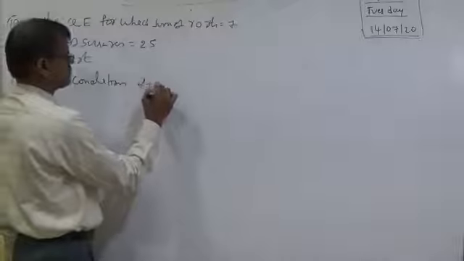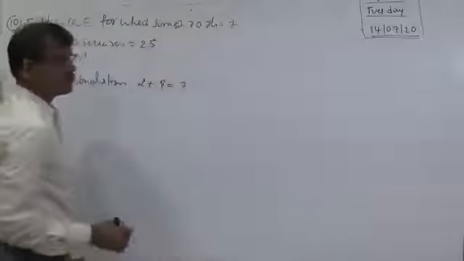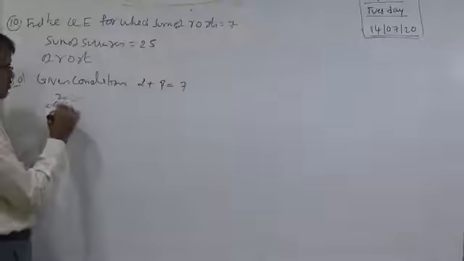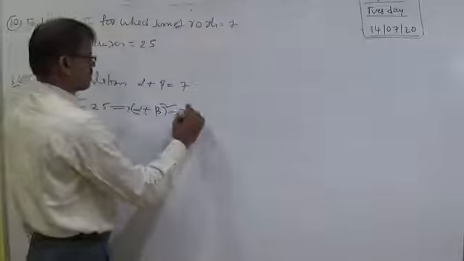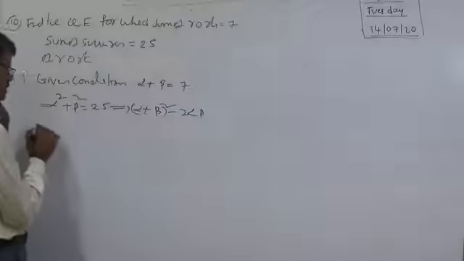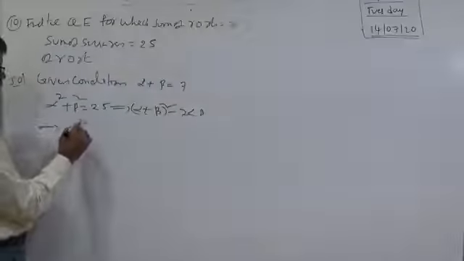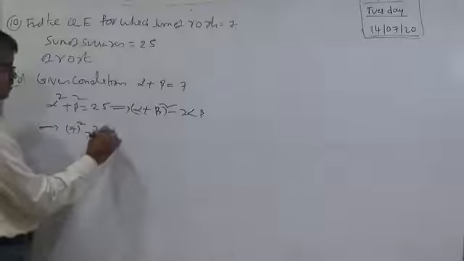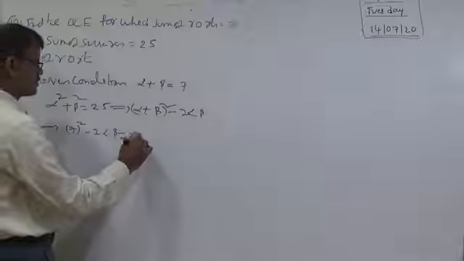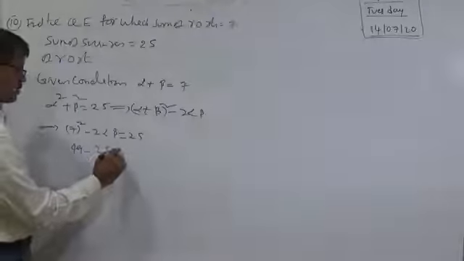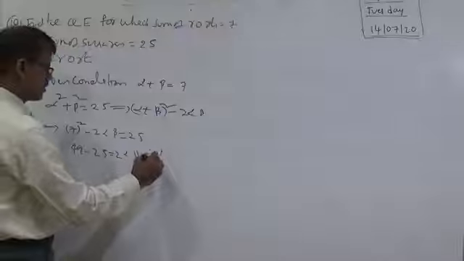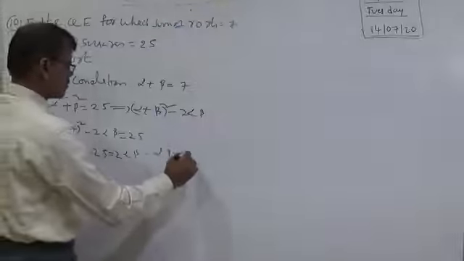that the sum of roots, alpha plus beta, is equal to 7. Next, the sum of squares of roots, alpha square plus beta square, is 25. You can write this as the formula alpha plus beta whole square minus 2 alpha beta. That implies 7 square minus 2 alpha beta is equal to 25. So here you can understand 49 minus 25 is equal to 2 alpha beta. Therefore alpha beta is equal to 12.